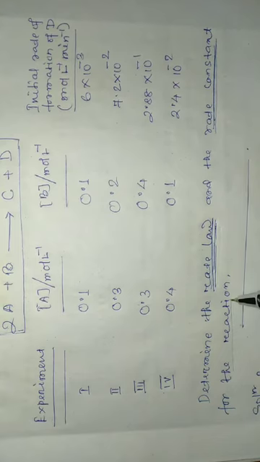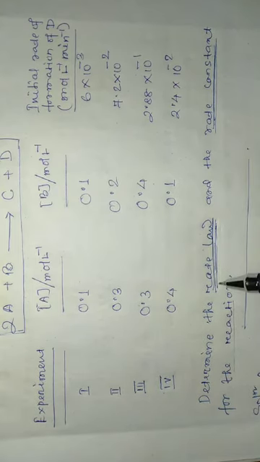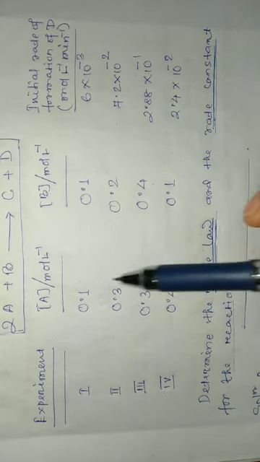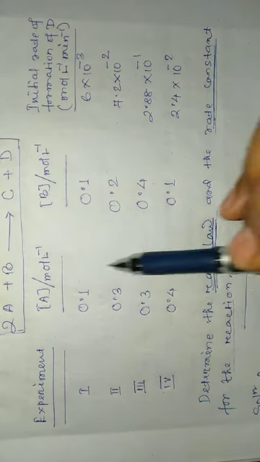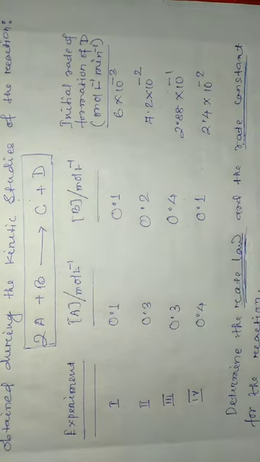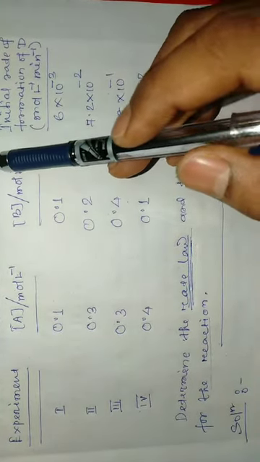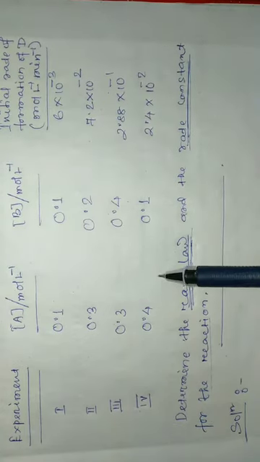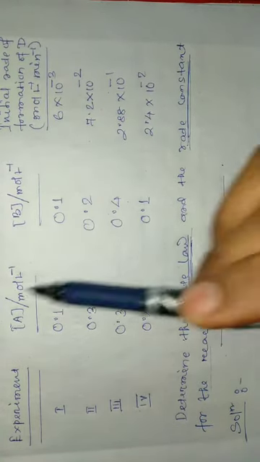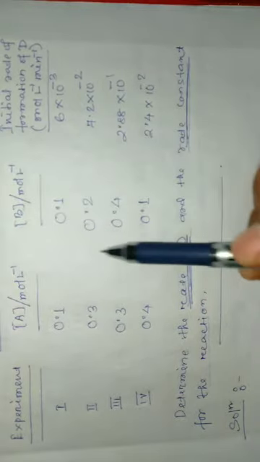Once we determine the rate law of this reaction, from the rate law we can mention the order for this reaction, the order with respect to reactants A and B. So to determine the rate law of this reaction, first of all, we have to consider a general rate expression for this reaction.